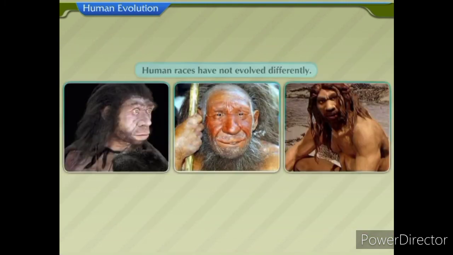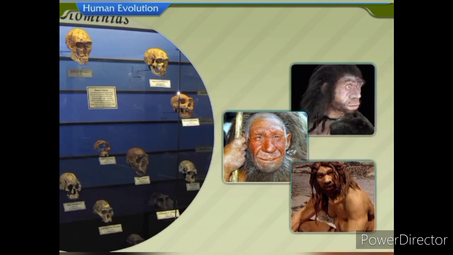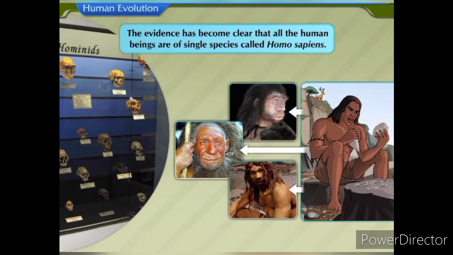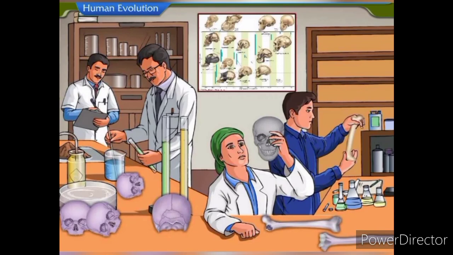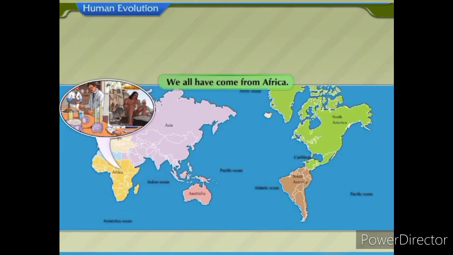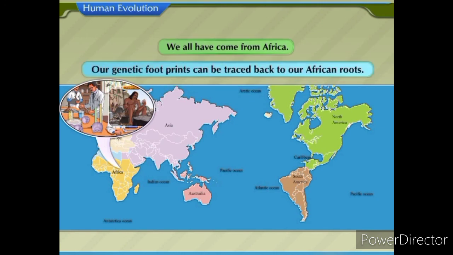It is now known that the human races have not evolved differently. In recent years, the evidence has become very clear that all human beings are of a single species called Homo sapiens. By research, it has been established that we have come into existence only a few thousand years ago. We all have come from Africa. Our genetic footprints can be traced back to our African roots.